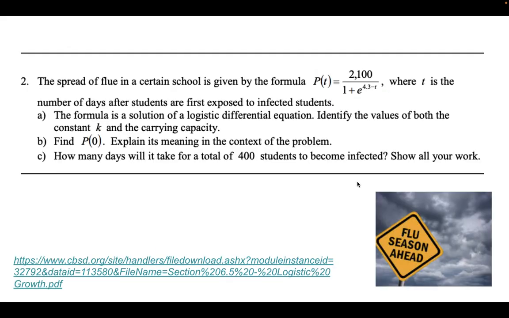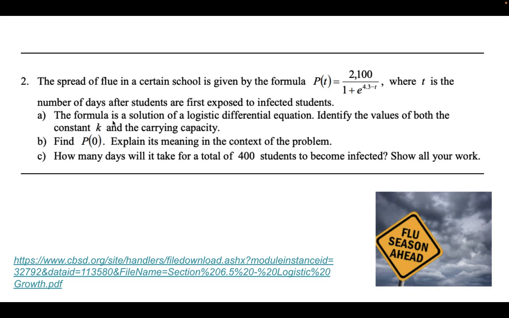So this is my chosen problem, and I found it on this website. The problem says the spread of flu in a certain school is given by the formula here, where t is the number of days after students are first exposed to infected students. By the way, there's a typo and I couldn't fix that. Anyways, based on the given information, we're asked to find answers to the following three questions.